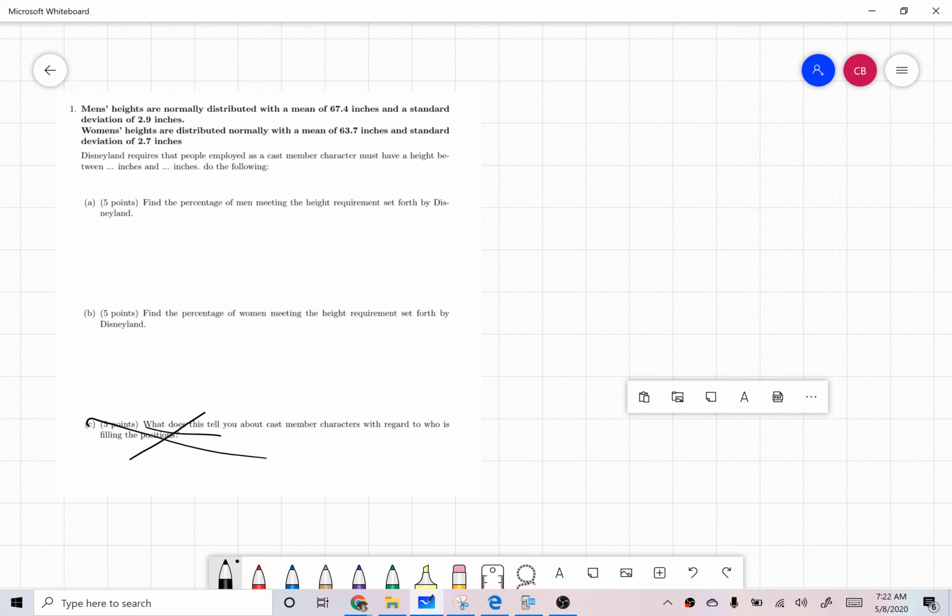It says men's heights are distributed. They give you a mean and a standard deviation. They give you the women's. It says Disneyland requires that cast members have a certain height. Let's say that it's, I don't know, since the means are 63, 68, let's say 65 to... actually, let's do 64 to 65. Find the percentage of men meeting the height.